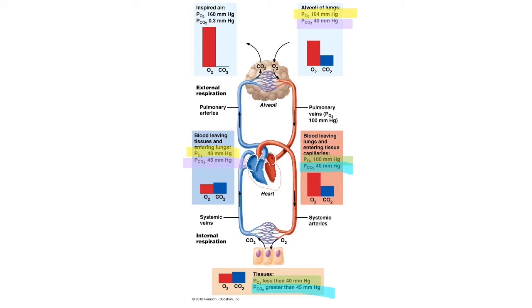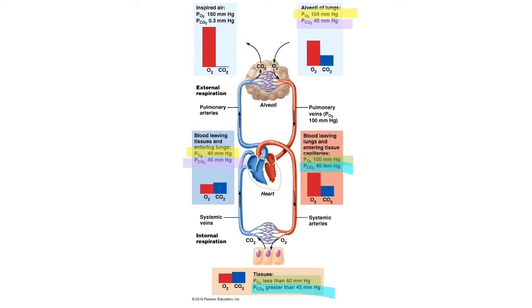Carbon dioxide, on the other hand, which is highlighted in purple on your illustration here, has a partial pressure of 40 millimeters of mercury in the alveoli compared to a partial pressure of 45 millimeters of mercury in the pulmonary arteries returning blood back from the tissues. Hence, the diffusion of carbon dioxide will occur from the pulmonary capillaries into the alveoli.